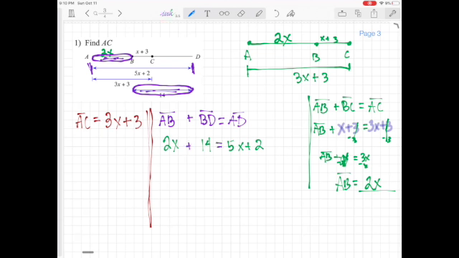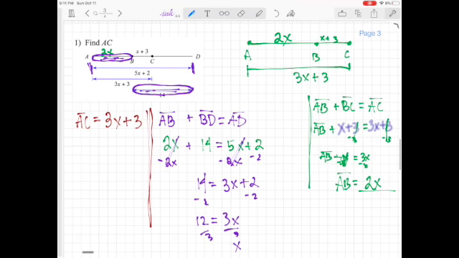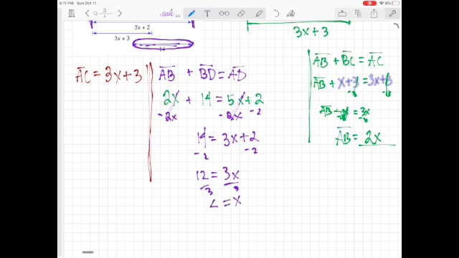So now what we're going to do is we're going to solve for x. So I'm going to get all the variables to one side. We're going to get all the integers to the other side. So I'm going to subtract 2x from both sides. And we get 14 equals 3x plus 2. Then we're going to subtract 2 from both sides. And we get 3x equals 12. Divide both sides by 3, and x equals 4.